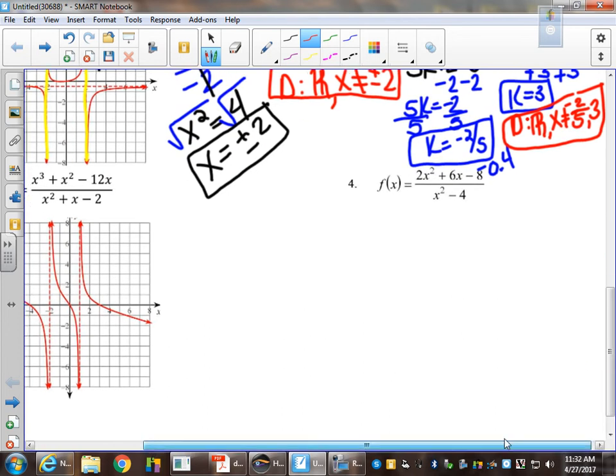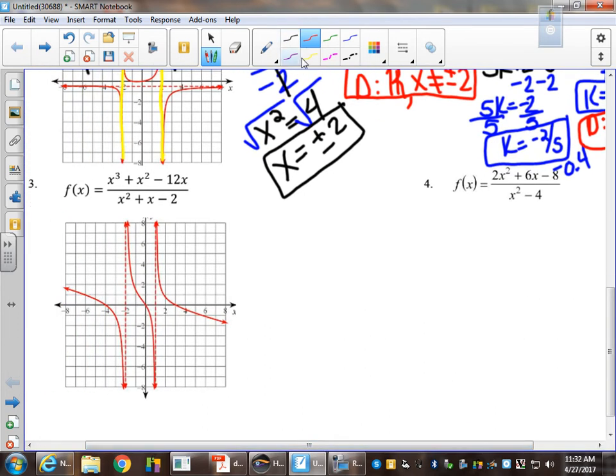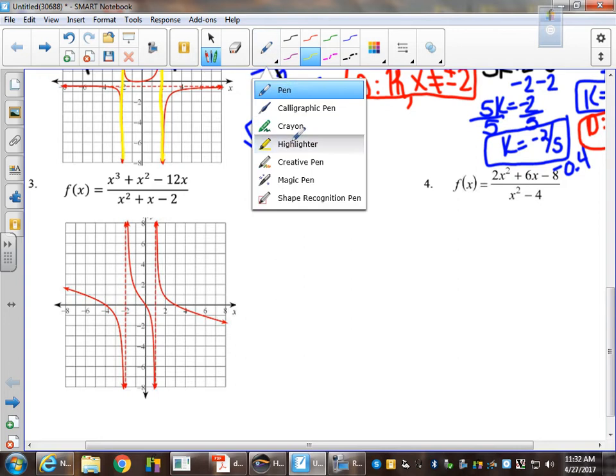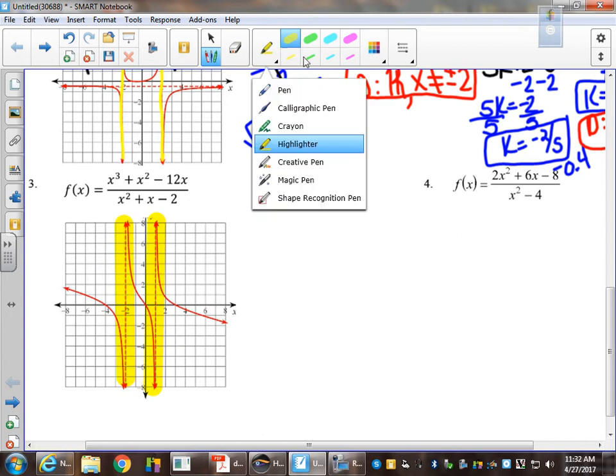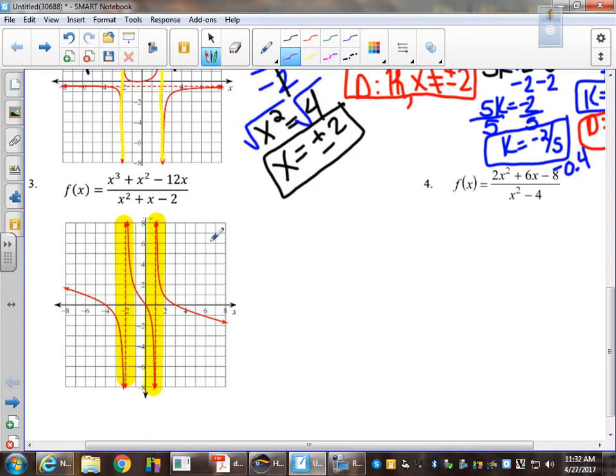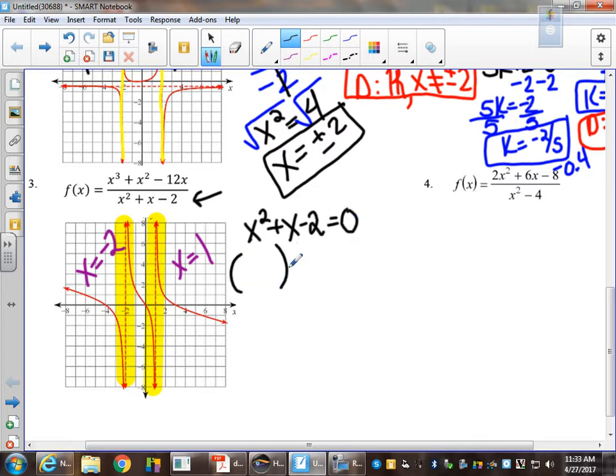Okay, so now let's look at number 3. Again, let's first look at our asymptotes. Our vertical asymptote is here, and we have another one here. X equals 1 and x equals negative 2. So what we get must match this when we factor out and solve our denominator for 0. So we have x squared plus x. Again, we just look at the denominator for the domain. Minus 2 equals 0. In order to solve this, because this is a quadratic trinomial, we are going to factor.